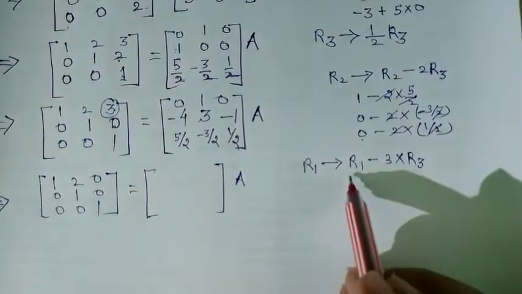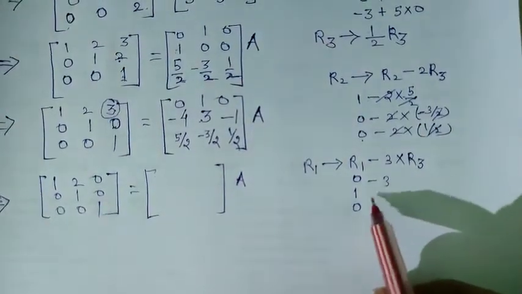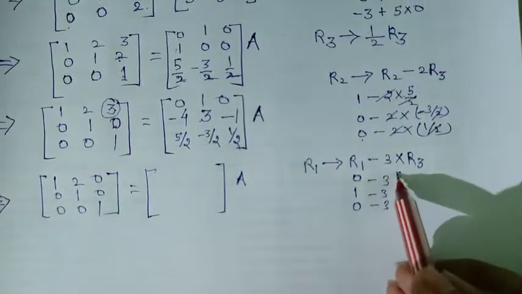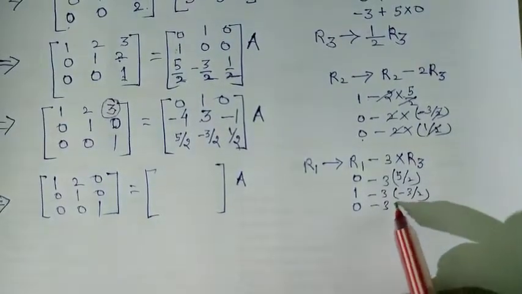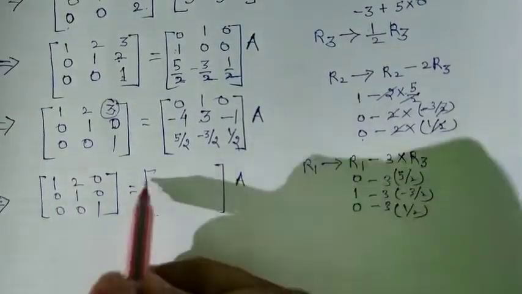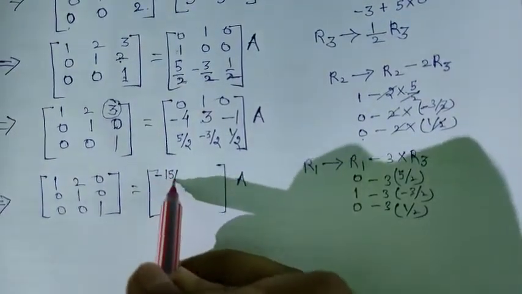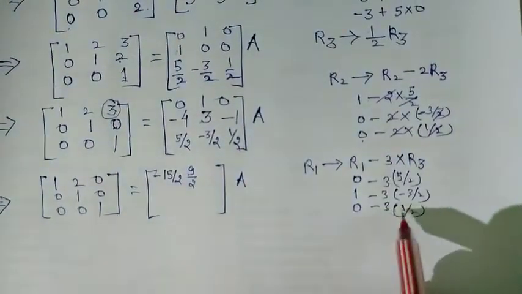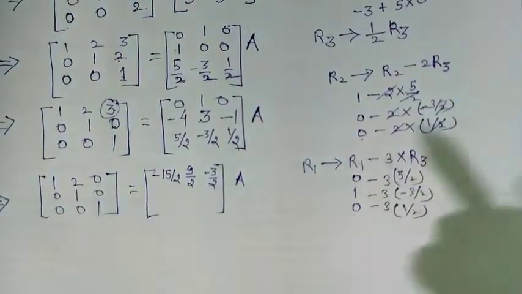For that R1 we will write all the elements 0 1 and 0, minus 3 into R3's elements, that is 5 by 2, minus 3 by 2 and 1 by 2. If you simplify this in R1, you will be getting 5 minus 15 by 2. This will be 9 by 2. This will be minus 3 by 2. And the rest two rows' elements will remain the same.